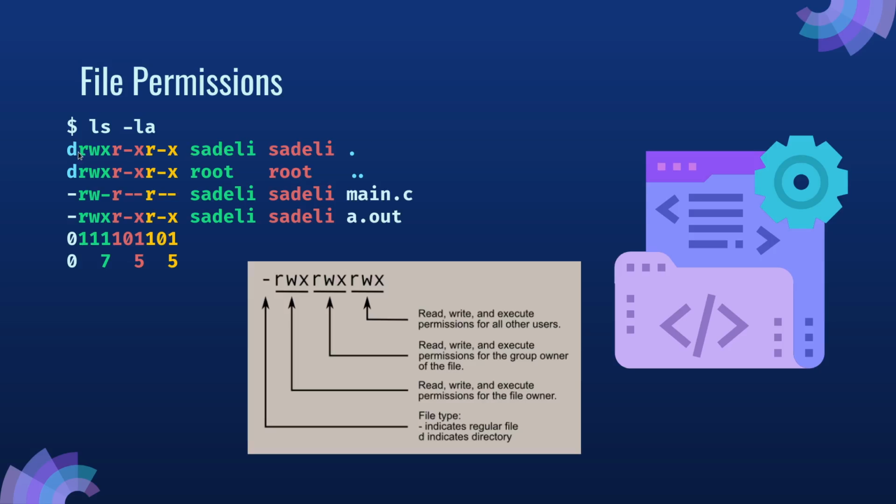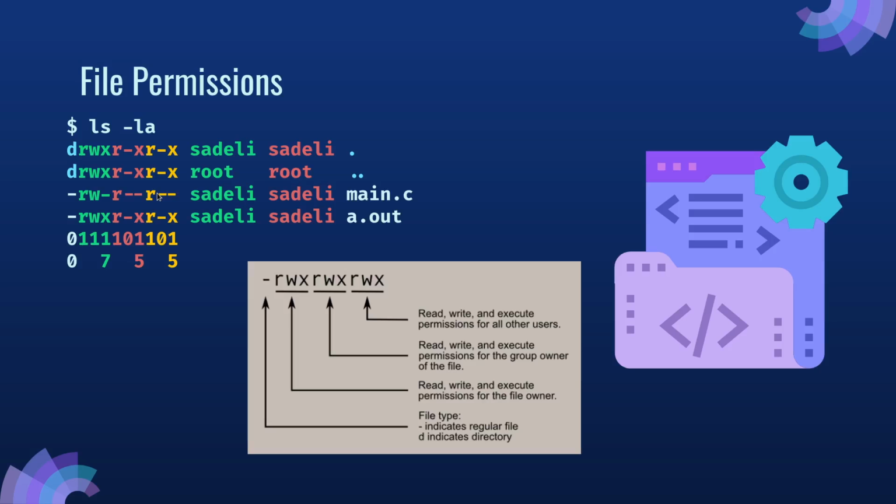And directories are noted with a D. I believe symlinks will start with, let me check real quick. Symlinks begin with an L, but normal files will just have a regular dash. And then there's these green, red, and yellow letters. So let's look at main.c, for example. The first section here are the permissions for the user. The red section here are permissions for the group. And the yellow section is for everybody else in the system.